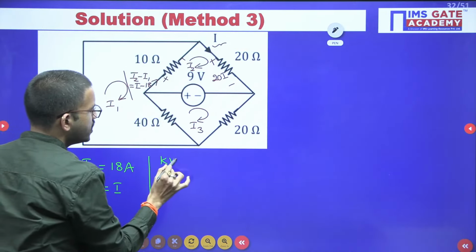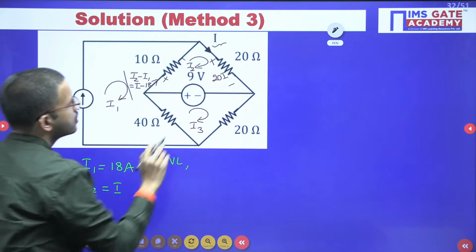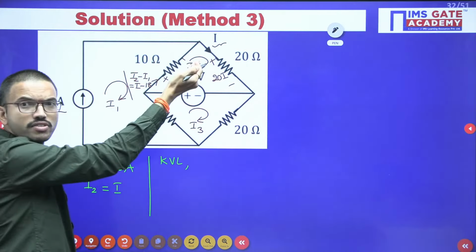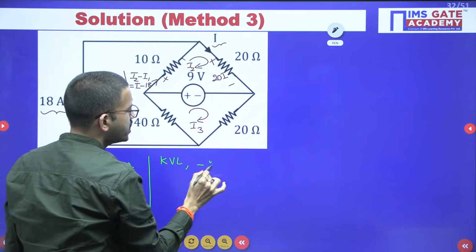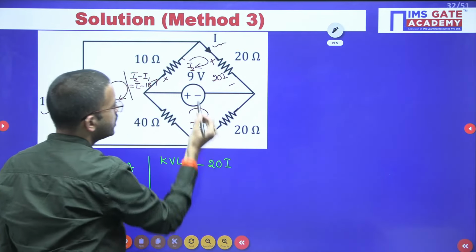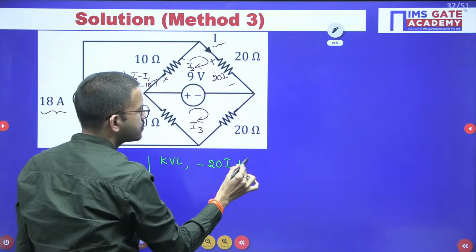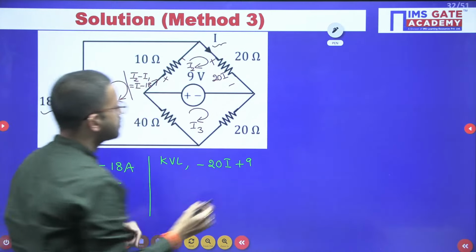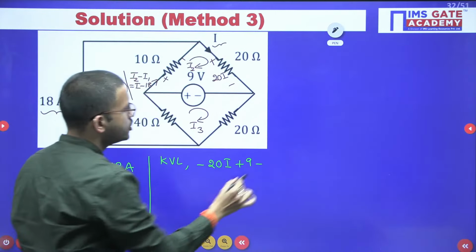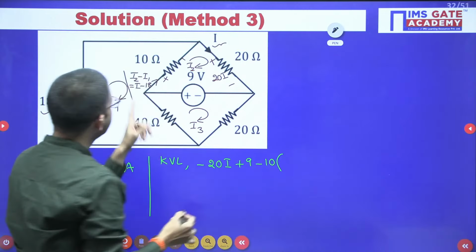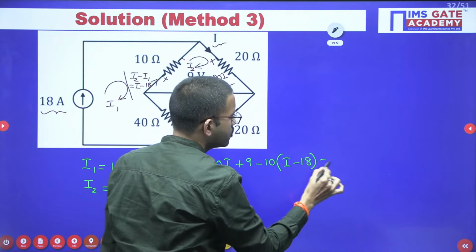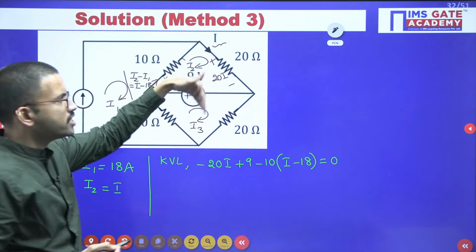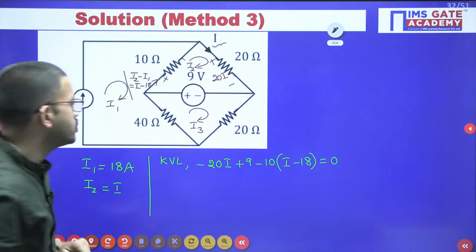So if you are writing KVL around the second mesh, for the time being I am writing clockwise. You can consider any order, no problem. So here plus 2 minus 20I, then minus 2 plus 9, then plus 2 minus 10 into I minus 18, equal to 0. Sum of all the voltage drops around a closed path is equal to 0.